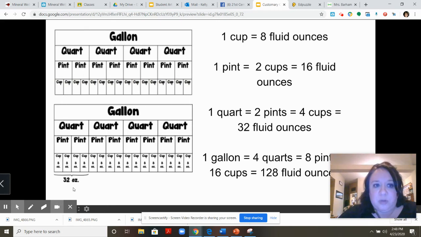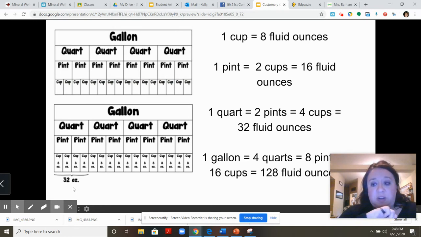So we really are splitting things. Besides the gallon, we split into 4. And now we're splitting into halves. So each pint contains 2 cups. So that is 2, 4, 6, 8, 10, 12, 14, 16 cups. Then we split the cups even further, and each cup is represented into 8 ounces. So that's shown down on the bottom graphic.